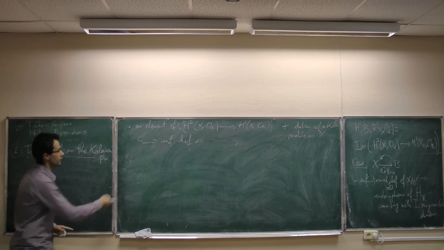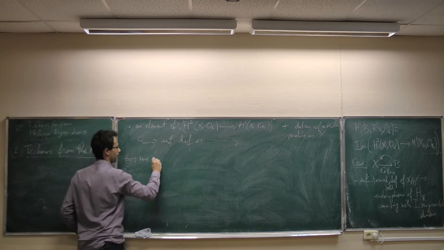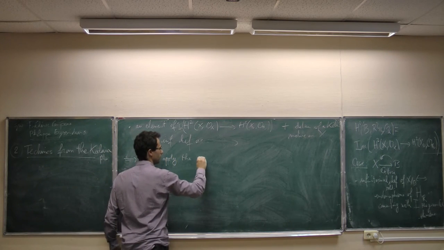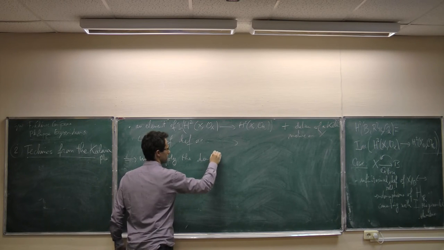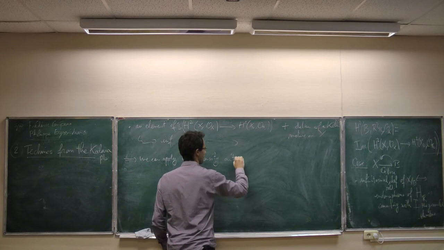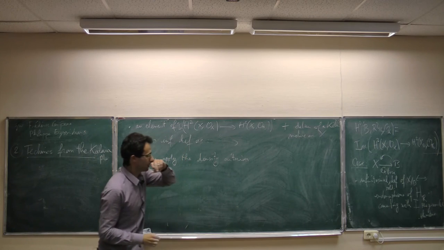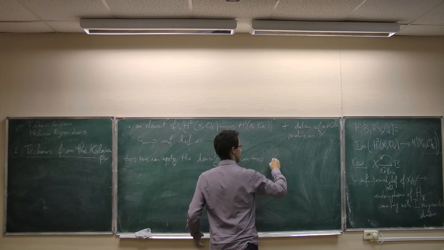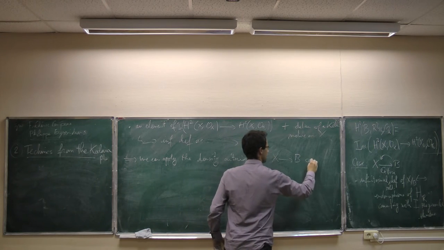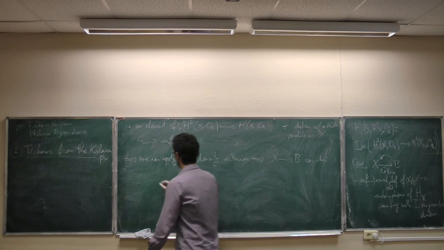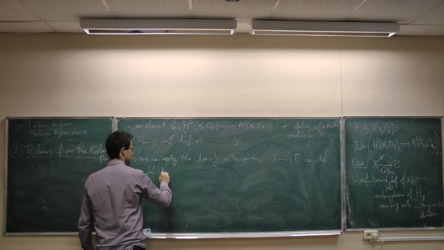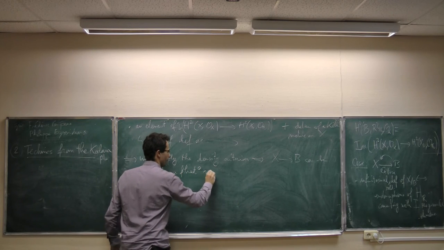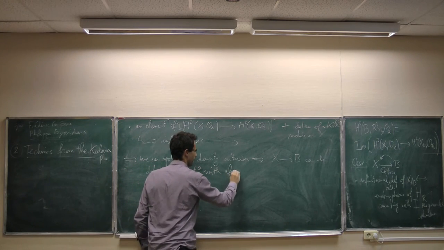And so, in particular, we can apply the density criterion. And then X over B can be approximated by, can be deformed to, a fibration with algebraic fibers.